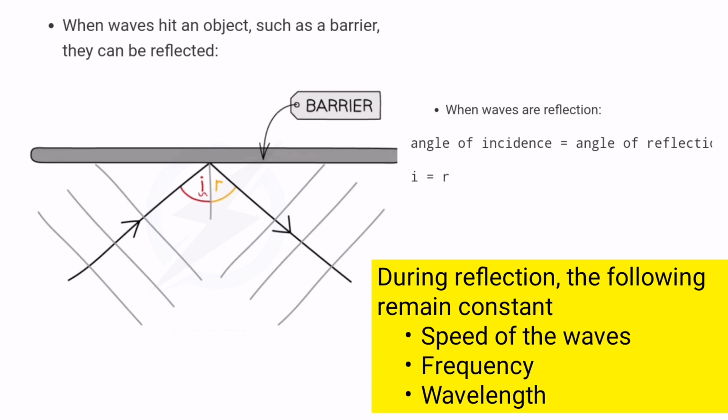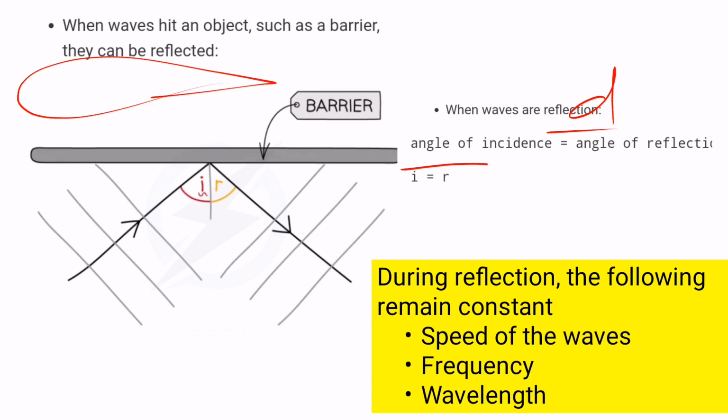So when waves hit an object such as a barrier, they can be reflected. We have just mentioned that. And when waves are reflected, the angle of incidence is equal to the angle of reflection, which is I equals R.